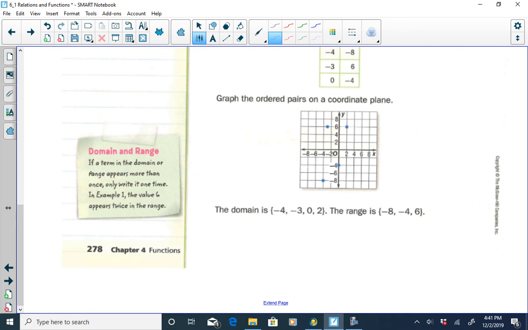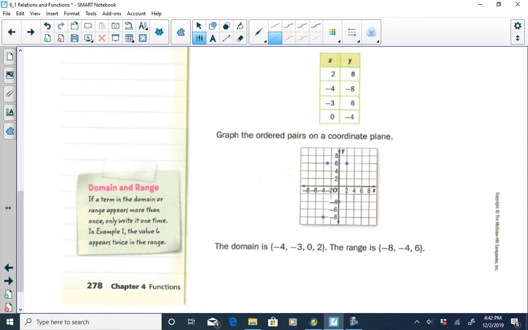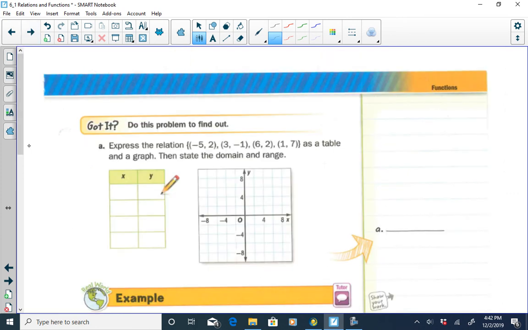Here's something that's important. If a term in the domain or range appears more than once, only write it one time. In example 1, the value 6 appears twice in the range. So if we're listing them, notice that in our output, our range values, 6 appears twice. When we list it here, we just write the 6 once. So our range values are negative 8, negative 4, and 6. There are our outputs or range values. Okay, let's try a couple on our own.